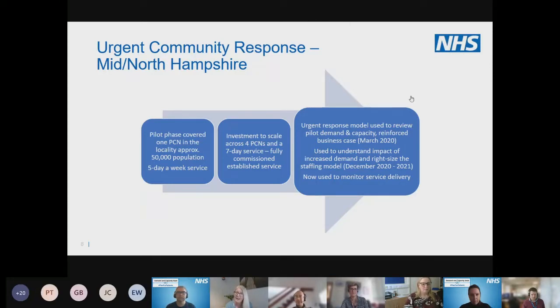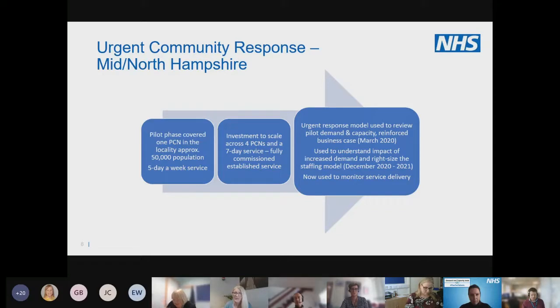And then, obviously, the pilot was very successful and patients really benefited from the service. They did a very comprehensive evaluation and were given investment to scale up the service across 4 primary care networks to a fully 7-day commissioned service, which is now called the Urgent Community Response Service. So, very similar to a model people on the call might be familiar with.